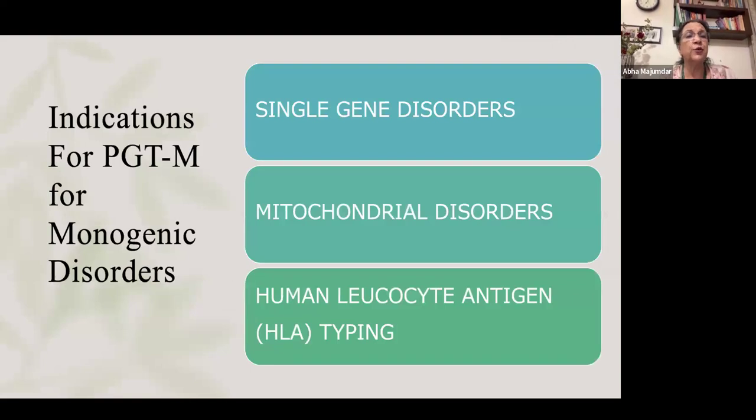First thing is, when do you do PGT-M for monogenic disorders? Either it has to be a single gene disorder. Only single gene disorders can be identified and a gene probe can be developed for them and the embryos can be tested. Then a second group of disorders which are rarely seen, but you might come across this sometimes, a mitochondrial disorder. And the last one is HLA typing. This is not to prevent a disease, but the indication for this is very different. I'll tell you when I come to detailing all the three.